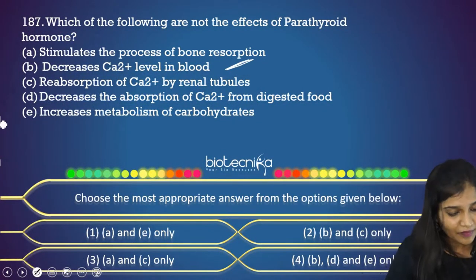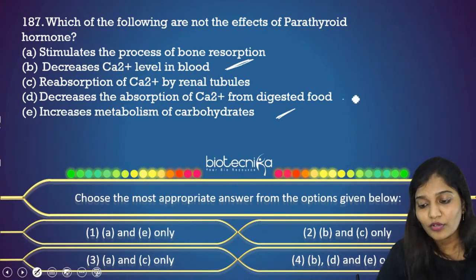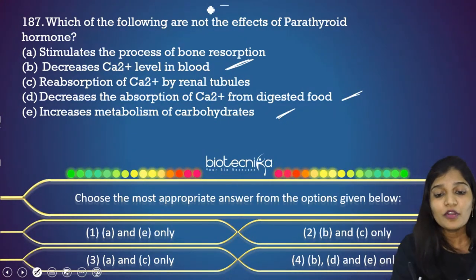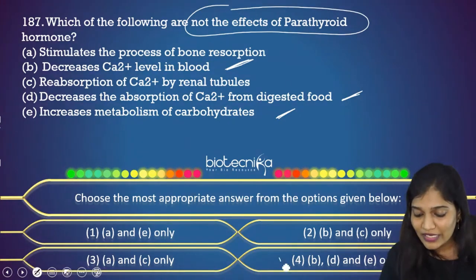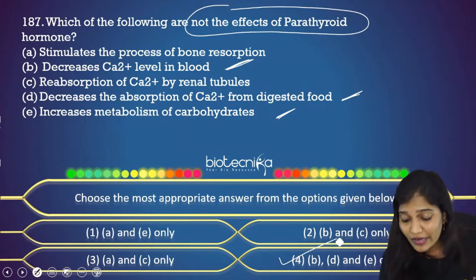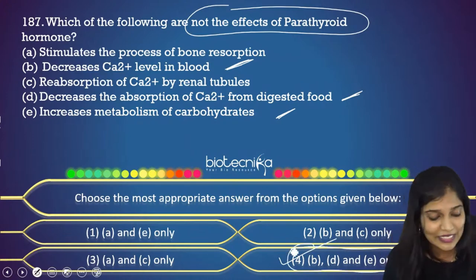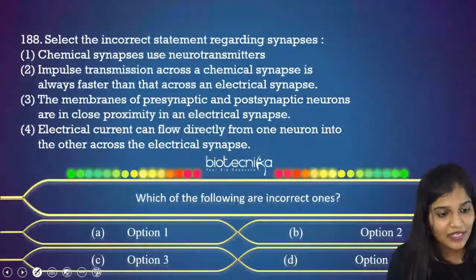Of PTH, we can say, and E is also not the role of it. So which of the following is not the effect of parathyroid hormone is B, D, and E. So the correct answer is going to be option number 4, which is B, D, and E. Okay, let's go for the next one.